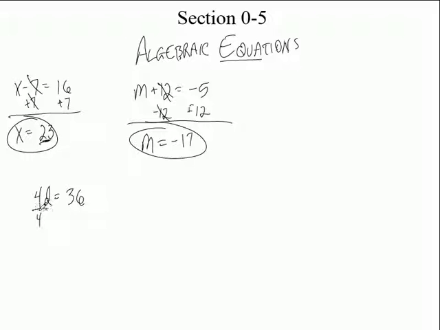Notice how I showed division. Back when you were a kid, you did division like this. Remember that little symbol? But when you got into algebra, you started doing division like a fraction. So you put it over 4, and that's how we're going to do that. So you divide both sides by 4. Look, the 4's cancel out.